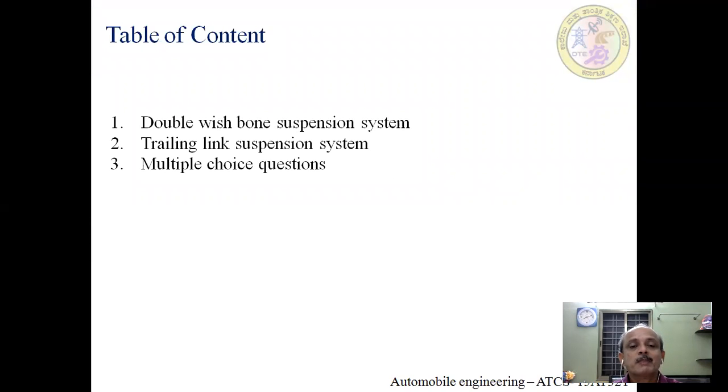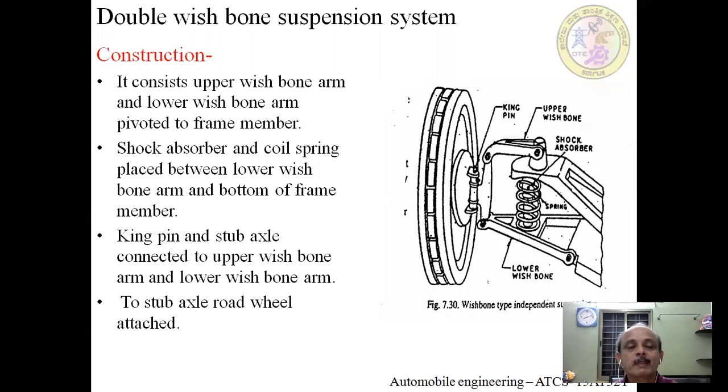Session 47 content is double wishbone suspension system, trailing link suspension system, and multiple choice questions. First we'll see the double wishbone suspension system. Initially we'll have the diagram, the sketch.